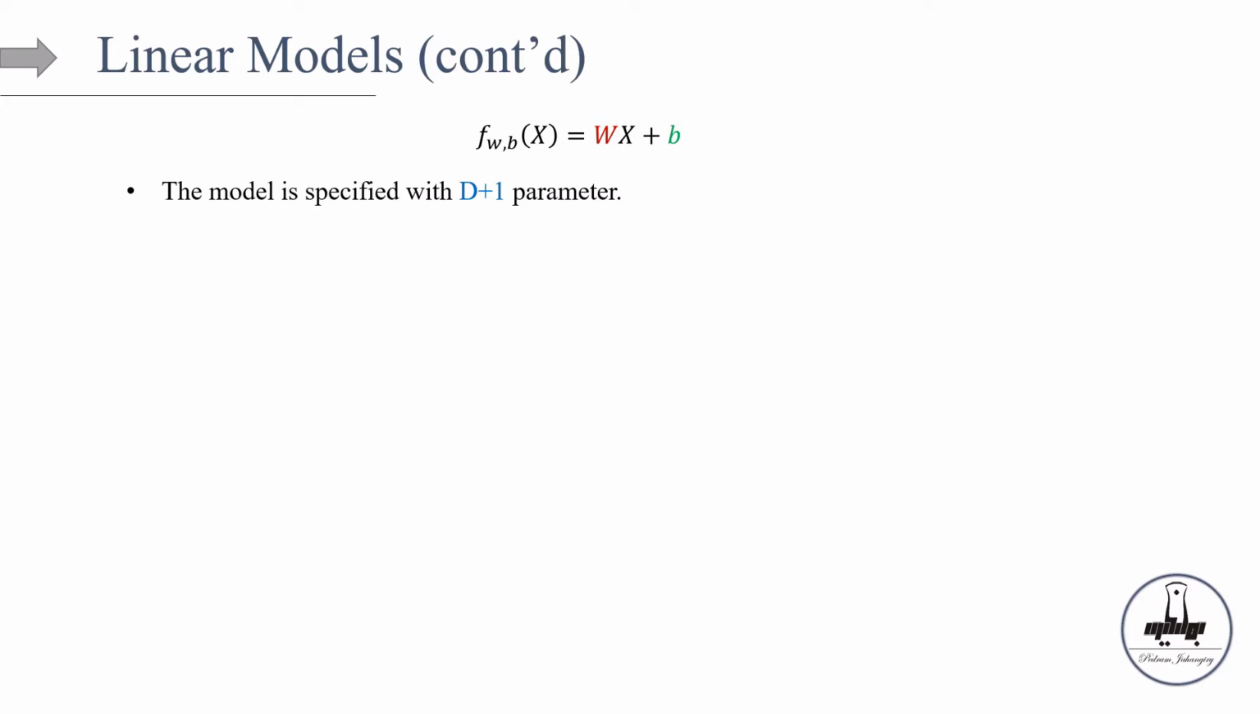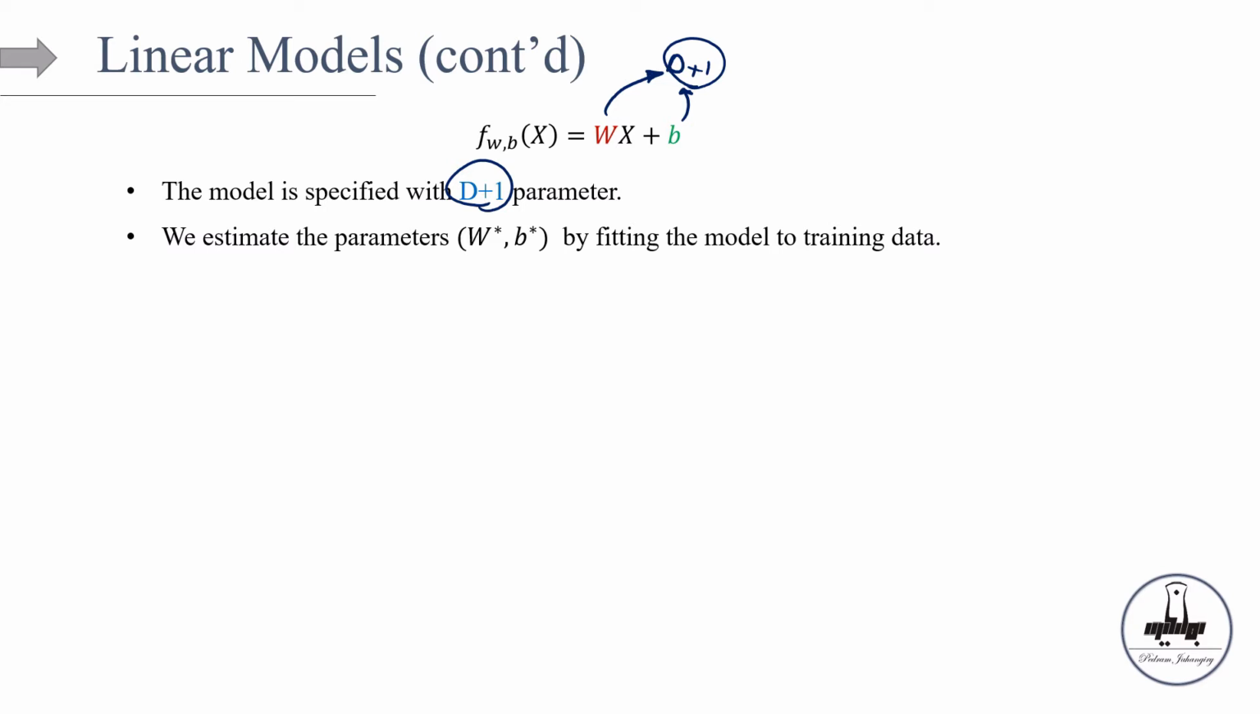All right, our linear model is going to be specified with d plus 1 parameters. Why? Because remember, this weight matrix is going to be d-dimensional because we have d features, and we also need to estimate this bias term. So the model needs to estimate d plus 1 parameters. Okay, we estimate the parameters W star and B star by fitting the model to the train data. So imagine this is the entire data set. As we said earlier, we split it into, let's say, 80% train set and 20% test set. And the model is going to learn the parameters of the model, namely W star and B star, using the train set.